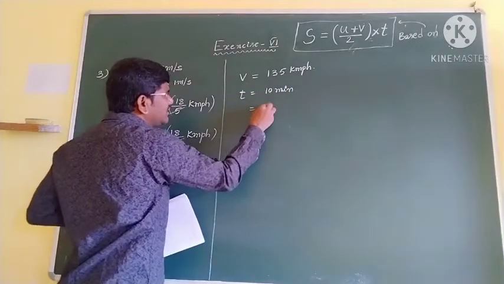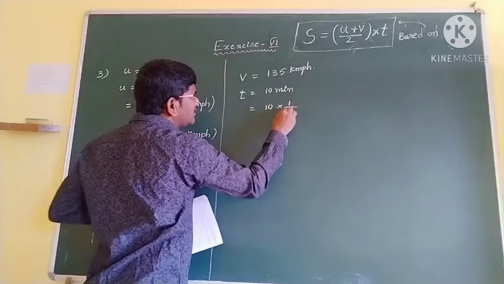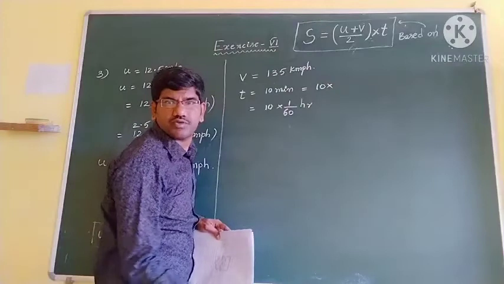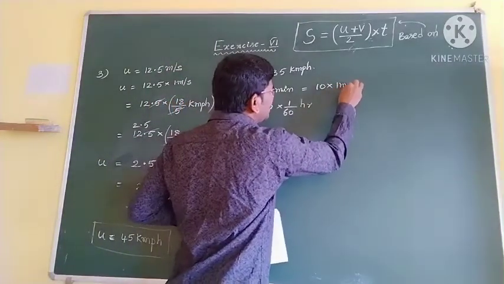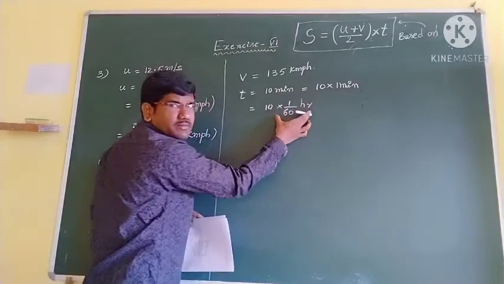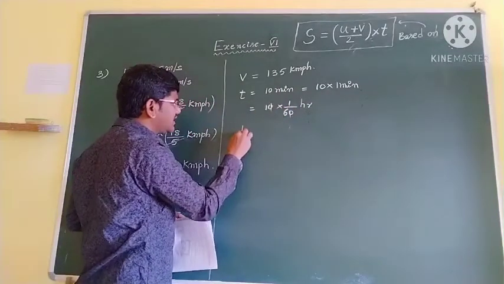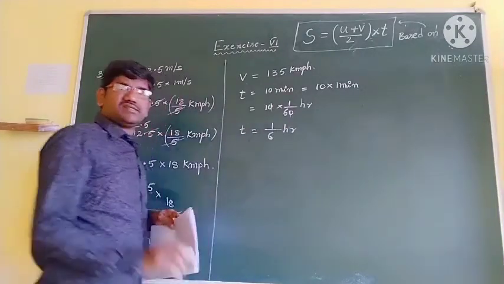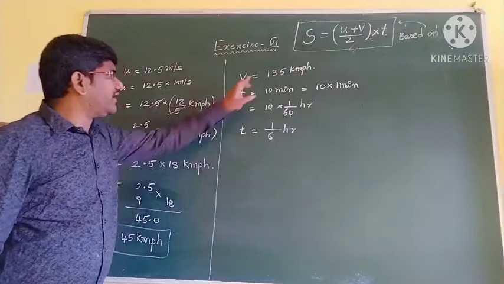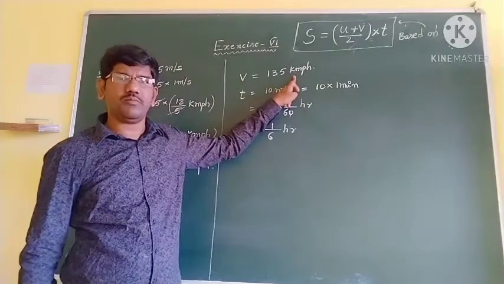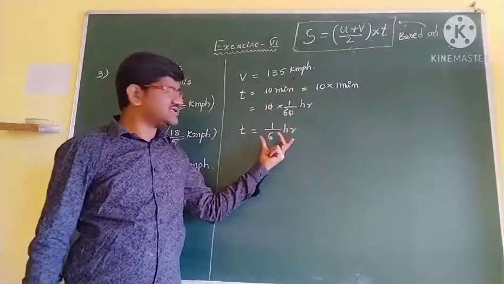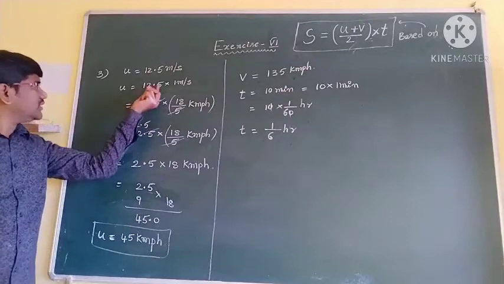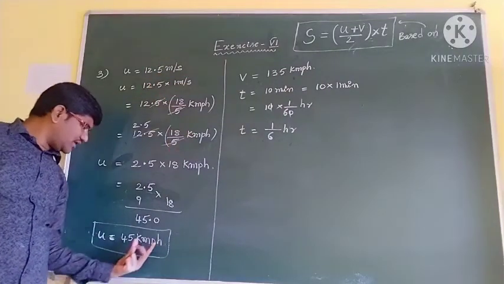Then you write 10 into 1 by 60th of the hour. 10 minutes is 10 into 1 minute, and 1 minute is 1 by 60th of the hour. This and this get cancelled, so it becomes 1 by 6th of the hour. Since the answer is in kilometers and final velocity is given in kilometer per hour, time is in minutes, I converted this into hours. Initial velocity is in meters per second, so I converted that 12.5 meter per second into kilometer per hour.